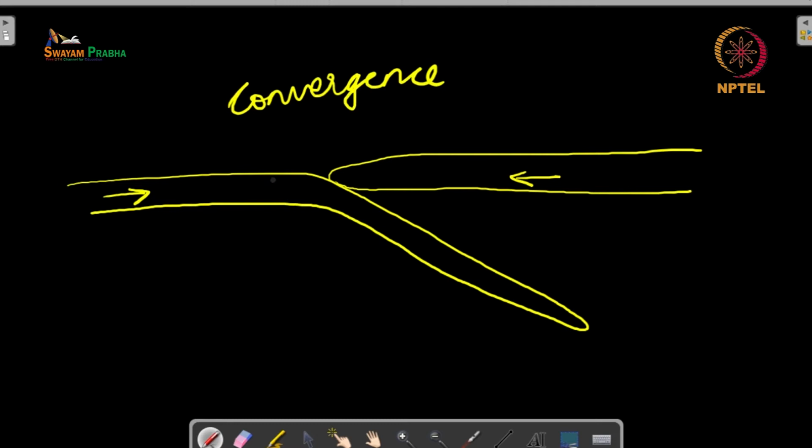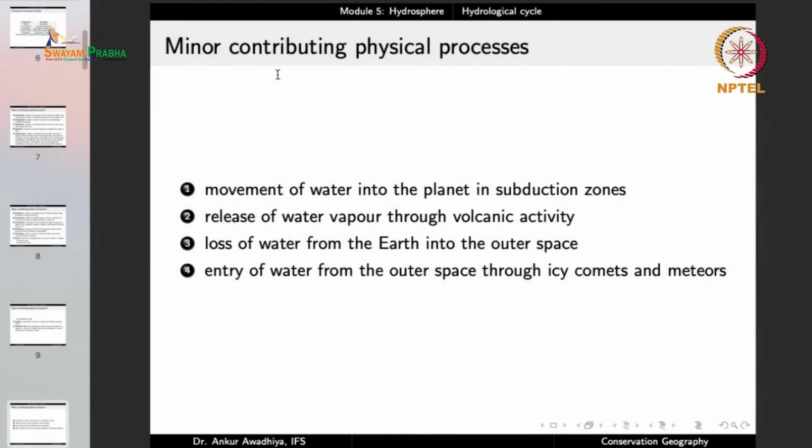Now, in this convergence, typically if you have a convergence of, say, an oceanic plate with a continental plate, then the oceanic plate will move down. And when it moves down, the water that was here in this plate is also moving down. So this is a process through which water from the crust is moving into or towards the mantle. So this is a minor contributing physical process.